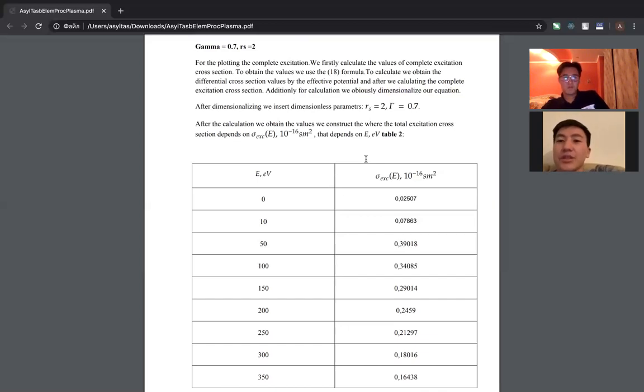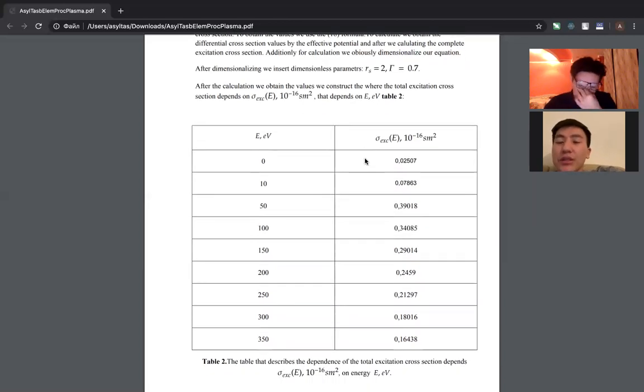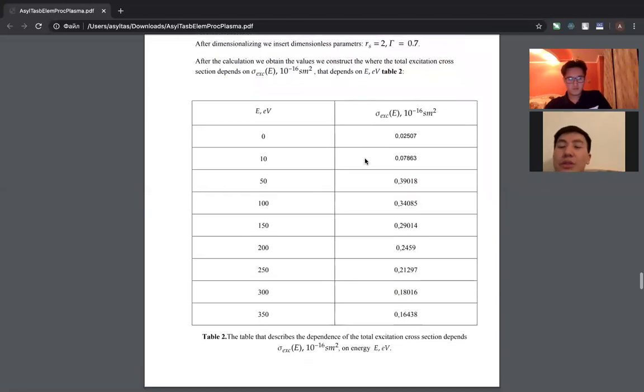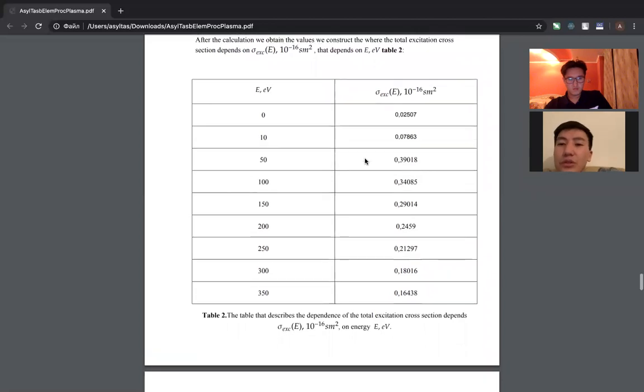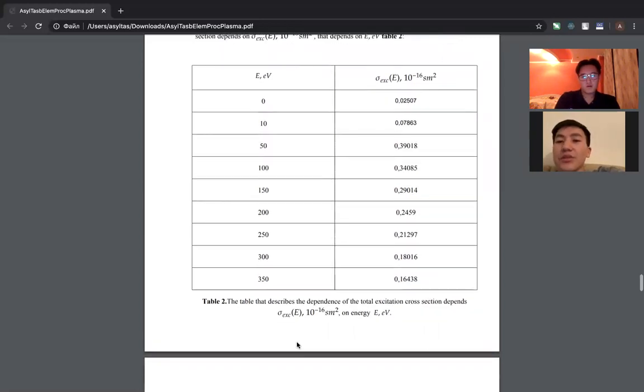So as it's shown in table 2, the table describes the dependence of the total excitation cross-section on energy, with energy values from 0 to 350, and cross-section values are shown on the right-hand side of this table, so we can plot the graph.